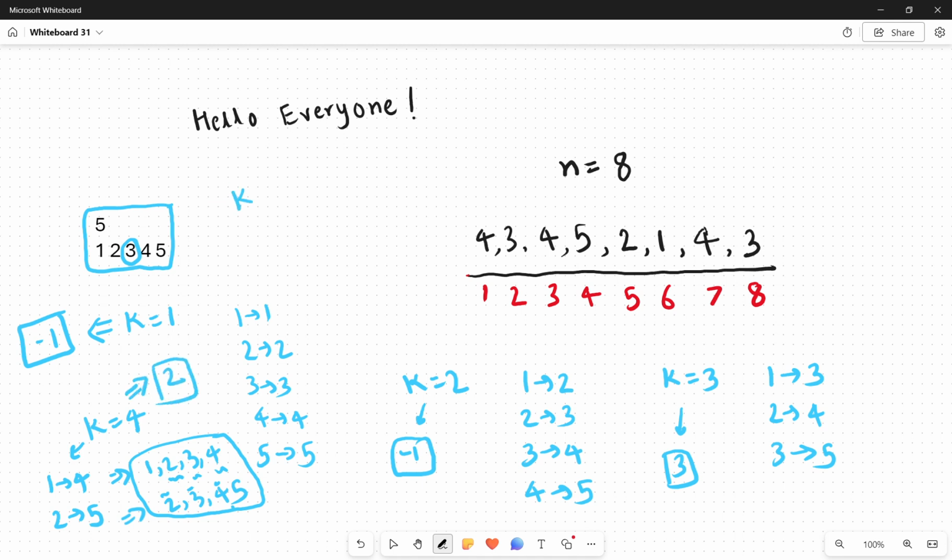What about k equal to 5? There is only one subsegment, which is the whole segment itself, 1 to 5, so our answer is going to be 1. Basically, for k equal to n, our answer is going to be the minimum of the whole array, right? So this is basically what the question says.